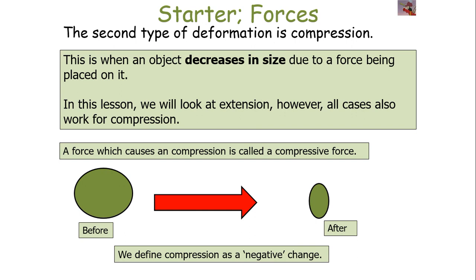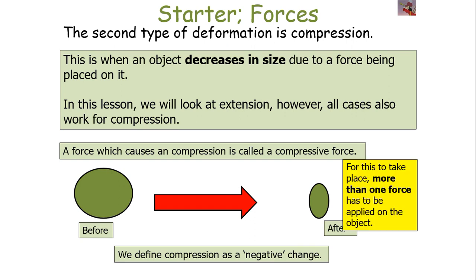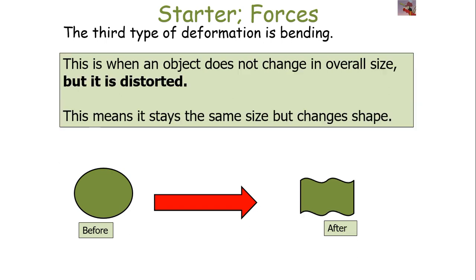Now, a force that causes compression is called a compressive force. So if you apply a compressive force to a material, it will decrease in size. But once again, because it's a resultant force, there needs to be more than one force applied to the object to cause this compression. Now, finally, the third type of deformation is bending. That's when an object doesn't change in overall size, so it doesn't get bigger, it doesn't get smaller, it stays the same size, but it changes shape. It becomes distorted. So we say it has been bent.